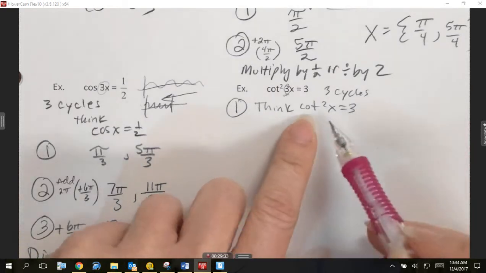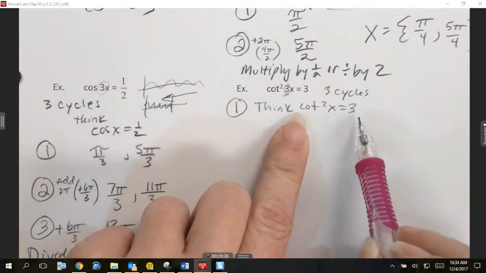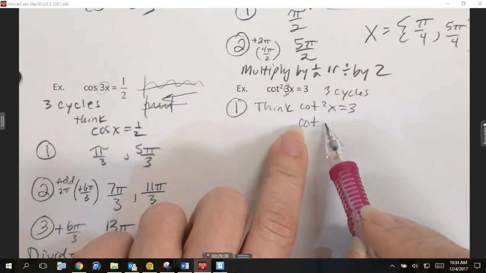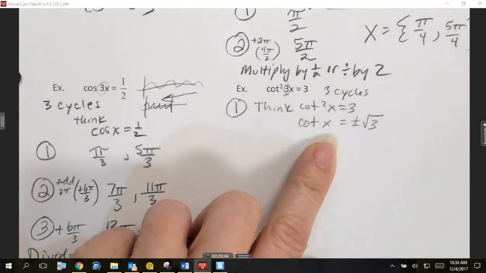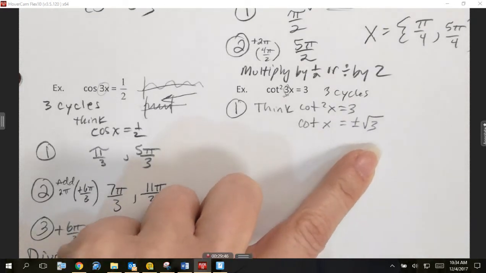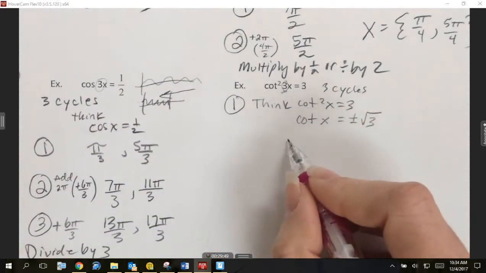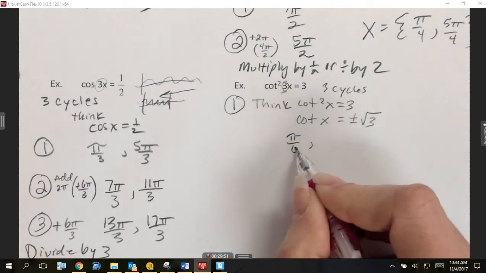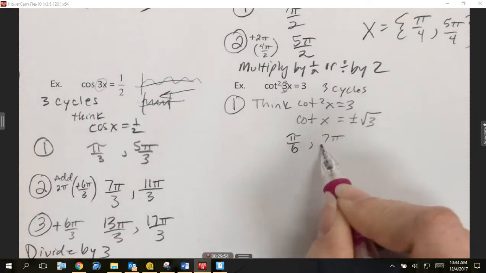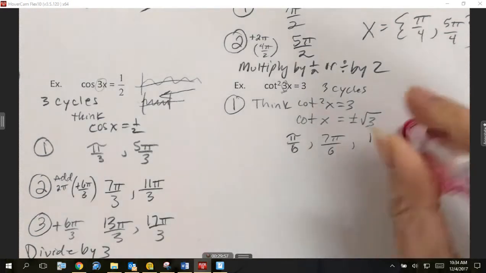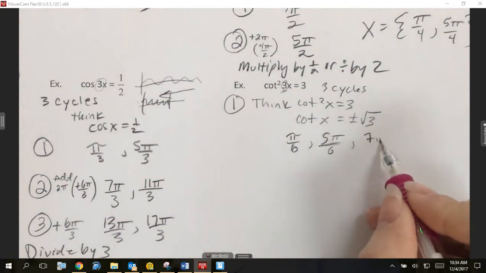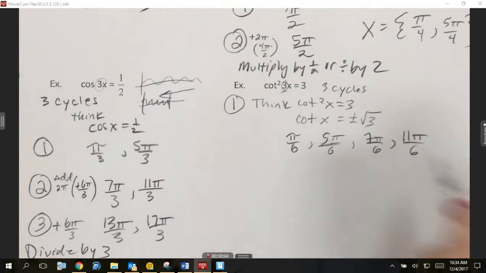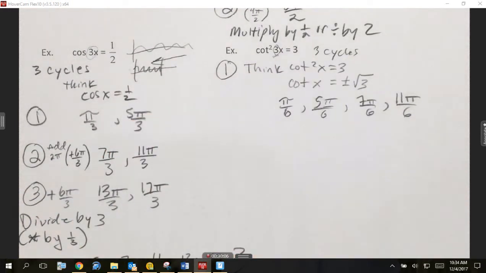It'll come back. And how do you solve cotangent squared x equals 3? You have to square root, and we square root plus minus. So then where is cotangent x equal to plus minus radical 3? Pi over 6. 5 pi over 6. I skipped one, sorry. Then 7 pi over 6. And then 11 pi over 6. So that would be the normal for x-intercepts.